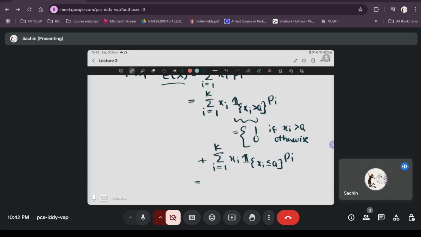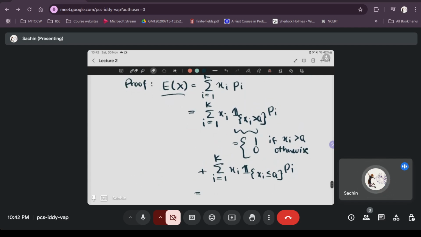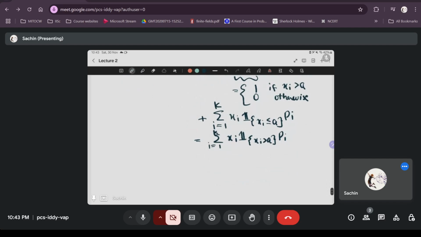So that, for example, 7 is greater than 5 plus 1, so 7 will be greater than 1 and 7 will be greater than 5. So this expected value is greater than the first sum, i equal to 1 to k, xi indicator xi greater than a, pi, right?